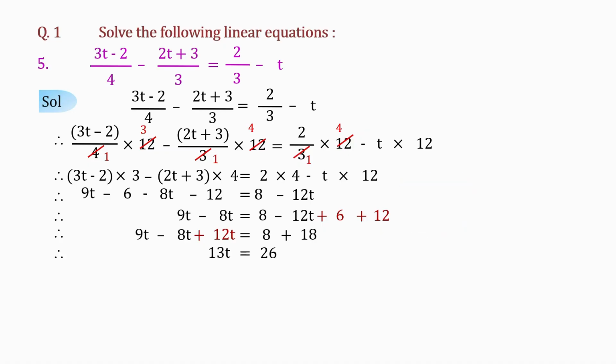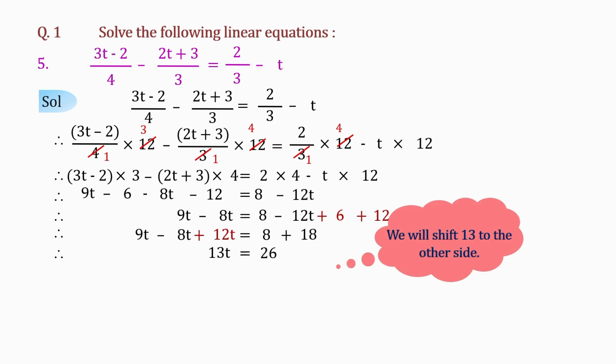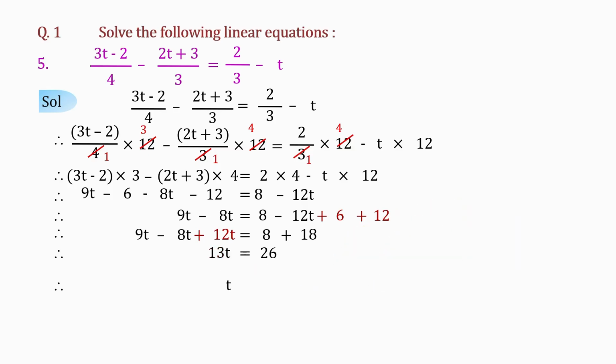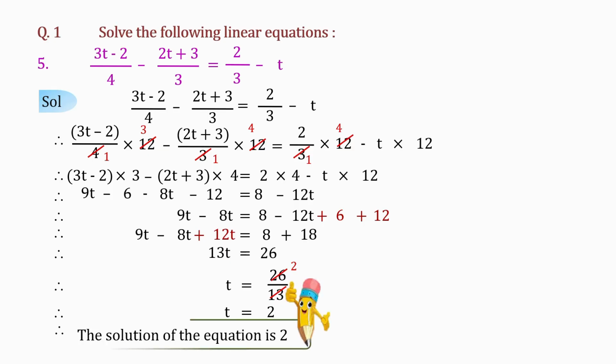Now this becomes 13t = 26. Now 13 will be shifted to the other side, so it will be divided now. So t = 26/13, which becomes 2. So the solution of the equation is 2.